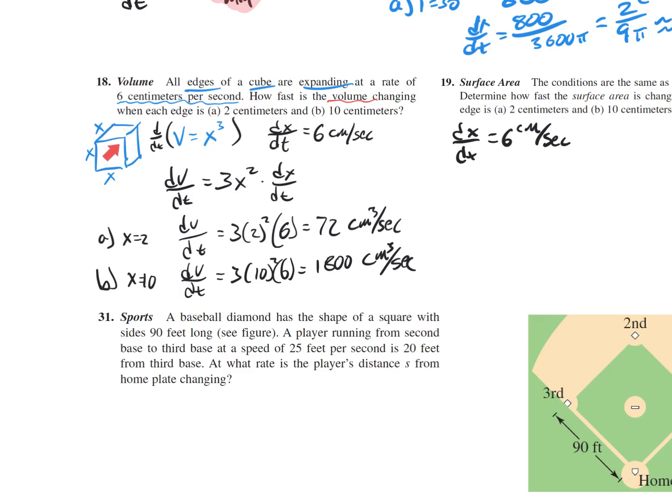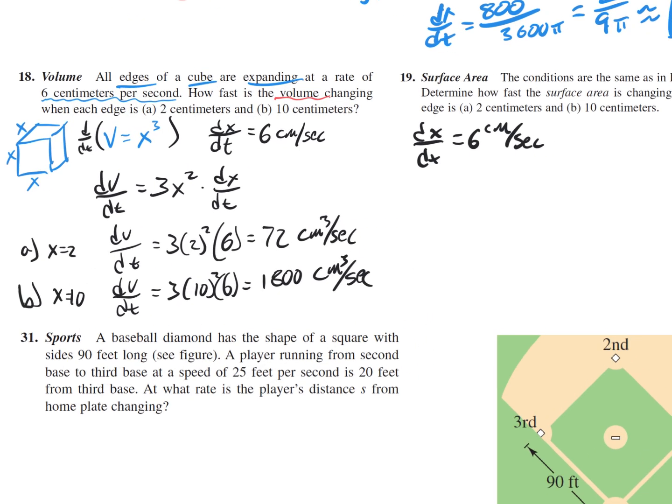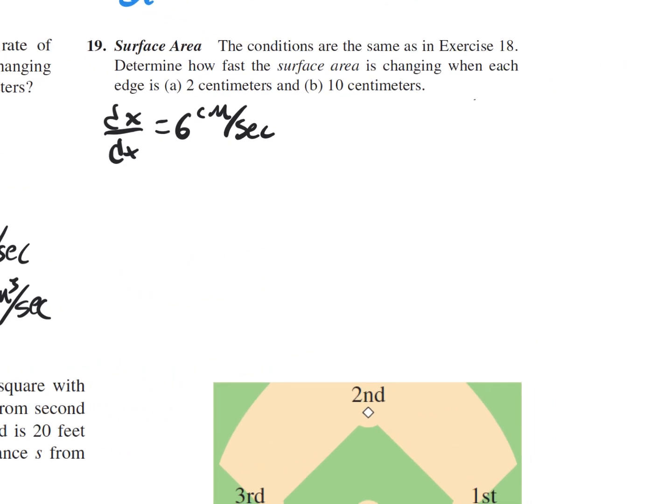Well, what's the area of one square? It's x squared, and one face, that is. And there's 6 faces, so it's 6 times x squared. So the surface area is going to be 6 times x squared. So there's our formula for the surface area. So how is the surface area changing? Well, let's find the derivative with respect to time. So that's dA/dt.